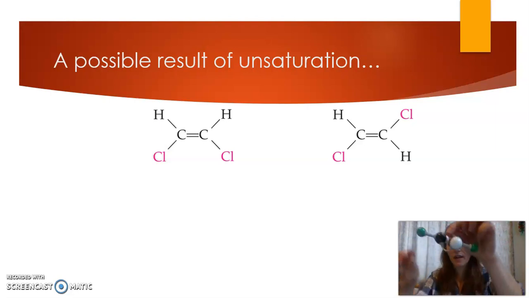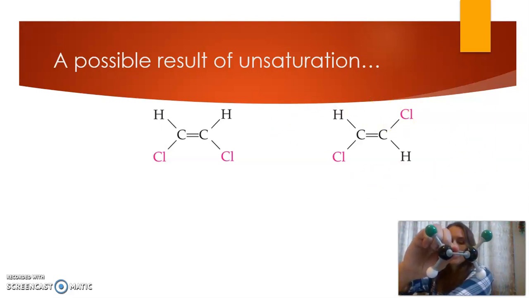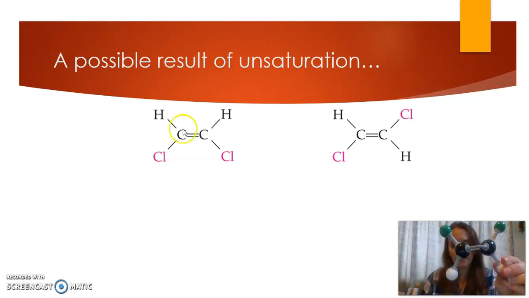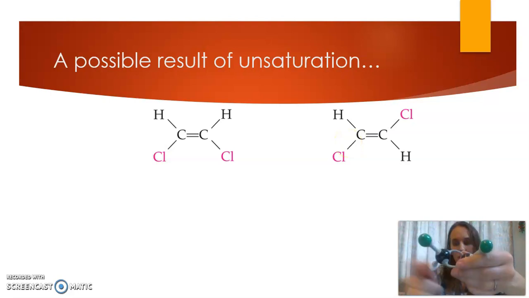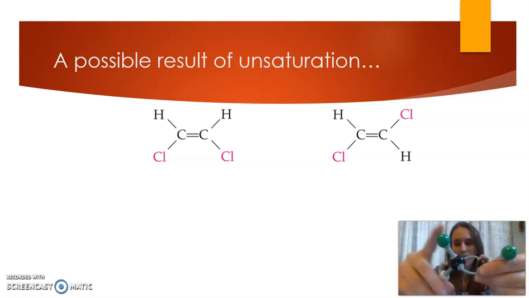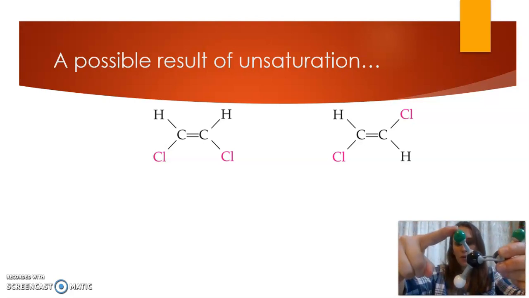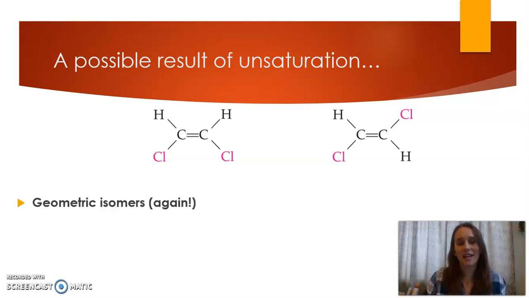So here I have this one right here, and then I also have the other, and I'm going to try to turn this one into the other, the way I've drawn it. I'm going to try to turn that into that. And what I notice is I can't. I don't have the ability to freely rotate this to make this green ball move down to the side. So that tells me they're geometric isomers.